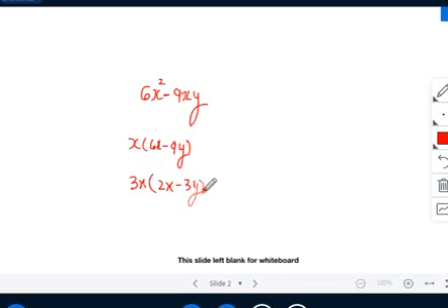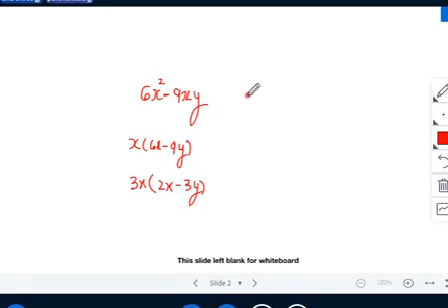Is this clear? So you have to see what the values are that are common. It's not only that one variable, the number and other variables can also be common. So you have to take out that common and then proceed for the same.